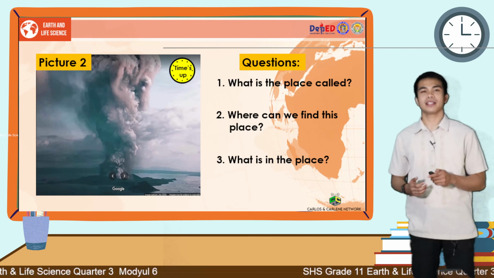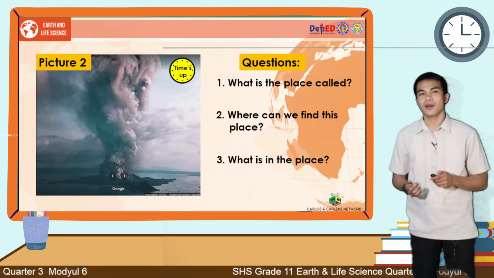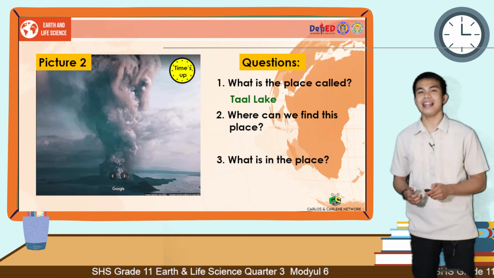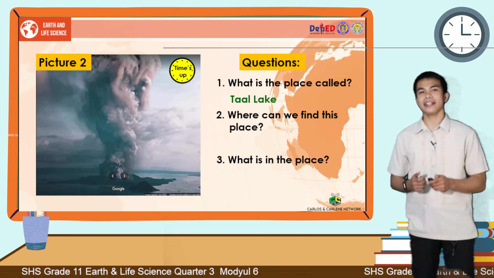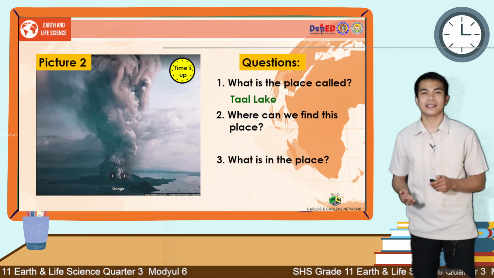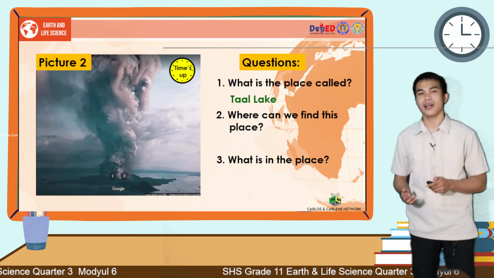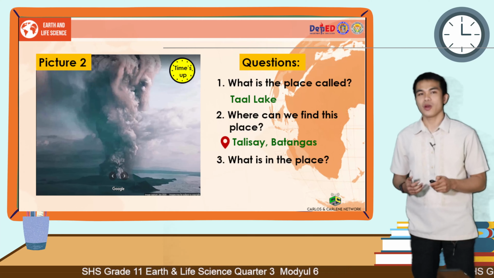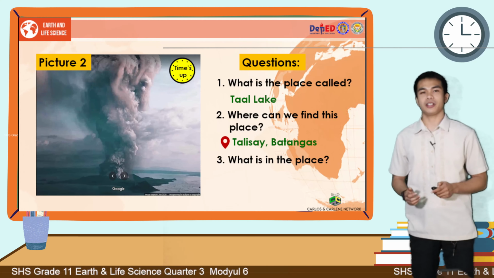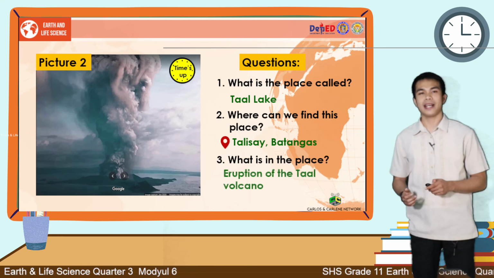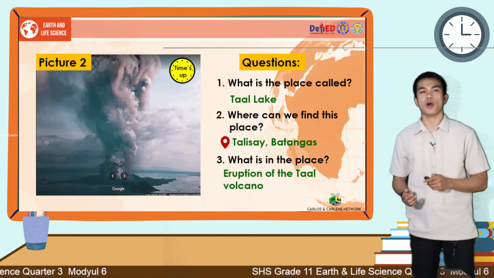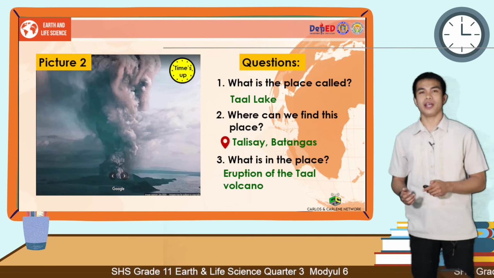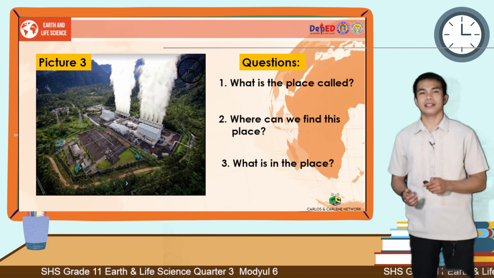Alright, time's up. Let us answer the questions. What is the place called? So this is the Taal Lake. Very good. Second question, where can we find this place? So the Taal Lake can be found in Talisay, Batangas. Third question, what is in the place as you can see in the picture? Alright, there is an eruption of the Taal volcano. Next, we have our last picture. 10 seconds.